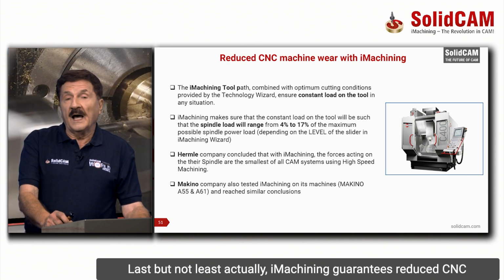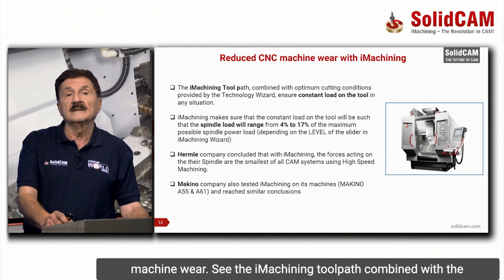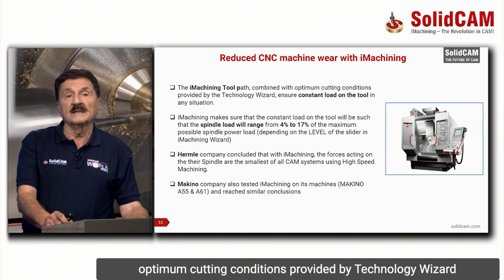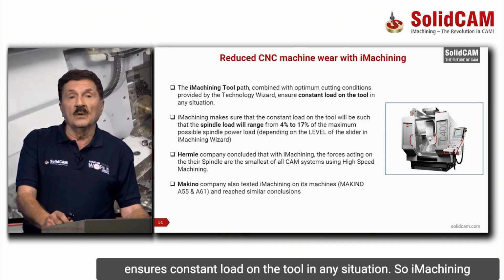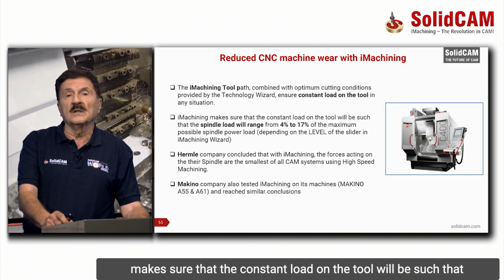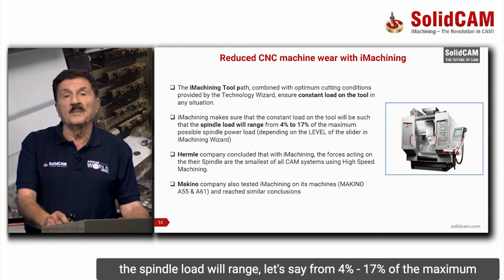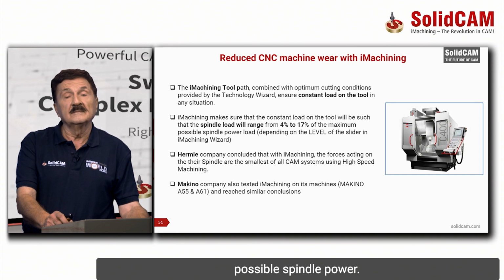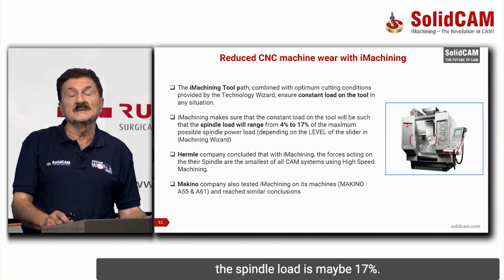Last but not least, iMachining guarantees reduced CNC machine wear. You see, the iMachining toolpath, combined with the optimum cutting conditions provided by the technology, ensures constant load on the tool in any situation. So iMachining makes sure that the constant load on the tool will be such that the spindle load will range, let's say, from 4% to 17% of the maximum possible spindle power. Amazing, right? You see the machine working so fast, and still the spindle load is maybe 17%.